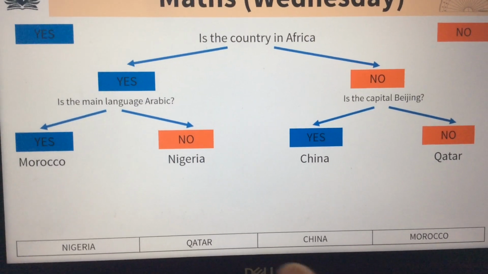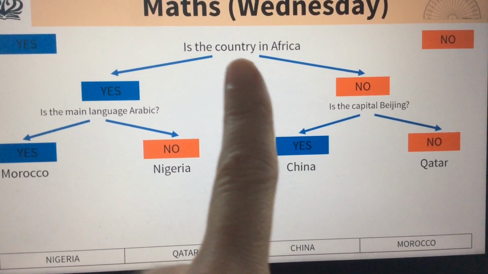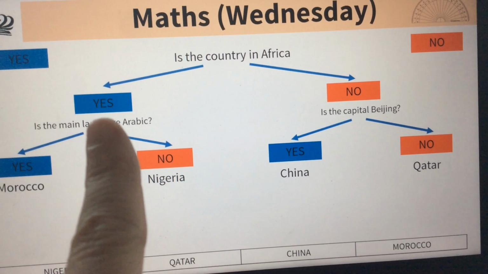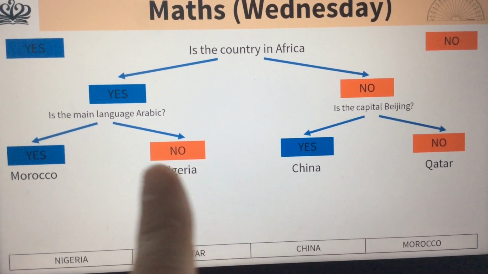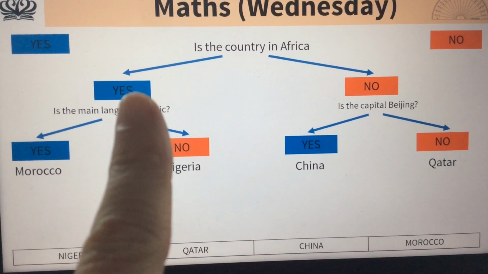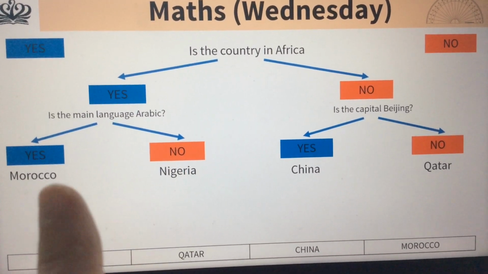So the first question we've got is: is the country in Africa? Now you can either answer yes or no. So yes, that would be Nigeria and Morocco. Okay, so we've got 2 countries now that are in Africa. So we need to ask another question because we've still got 2. We want to get down to just 1.